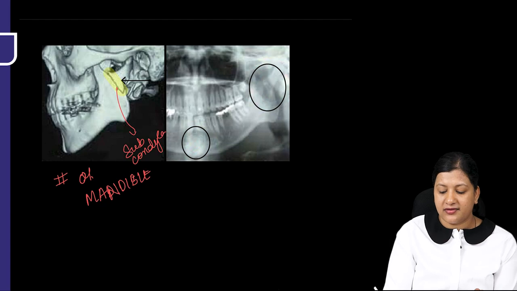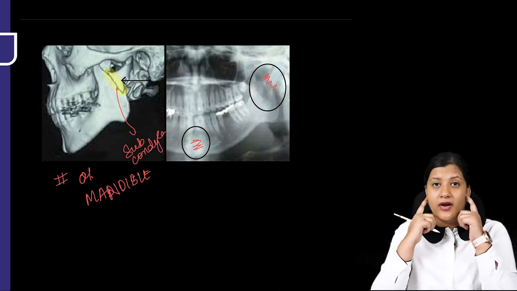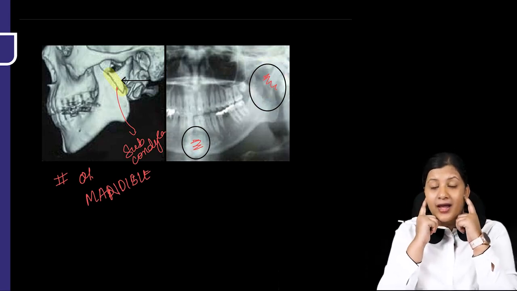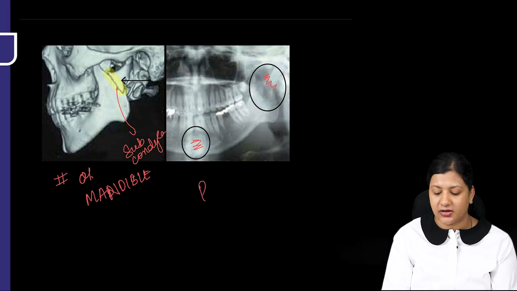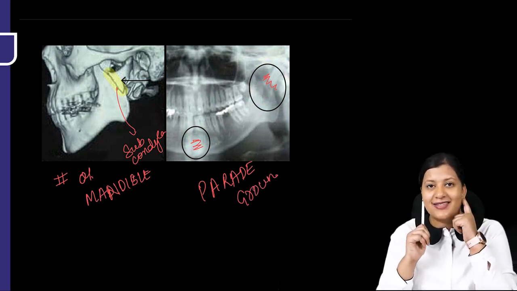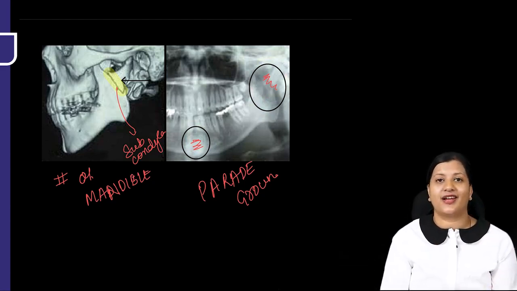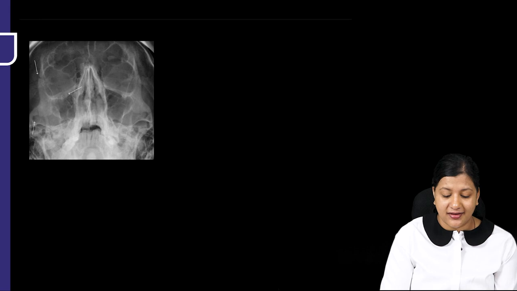And if you have a symphysis menti fracture with fracture of the bilateral subcondylar region, so bilateral subcondylar with a symphysis menti fracture, we call it a parade ground fracture. So in a parade ground fracture, we will have symphysis menti with bilateral subcondylar fracture. We call it a parade ground fracture. Okay, so now let us see another fracture.